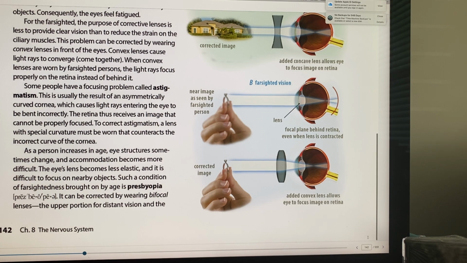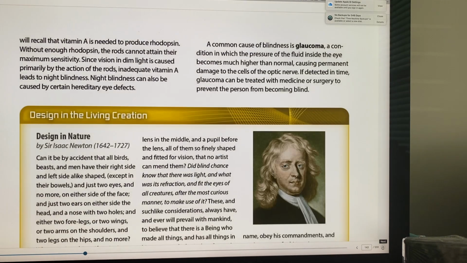Other things can go wrong, basically, are people that are colorblind. Say that you're colorblind.